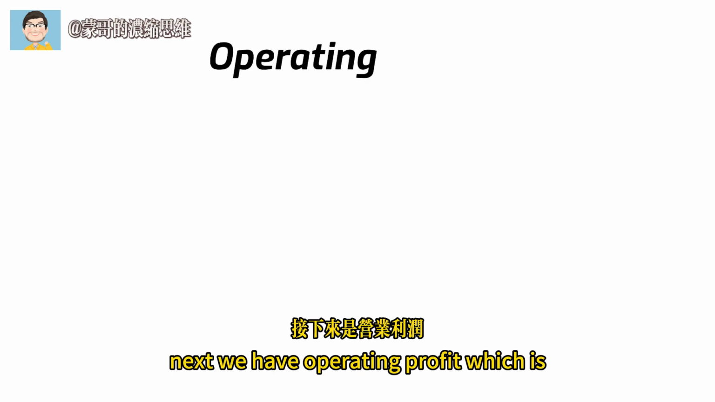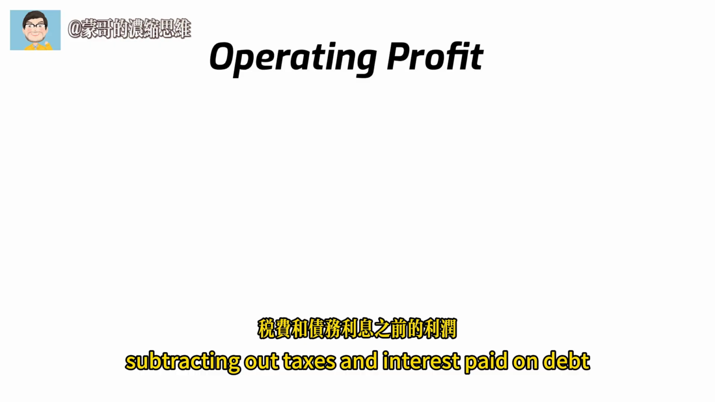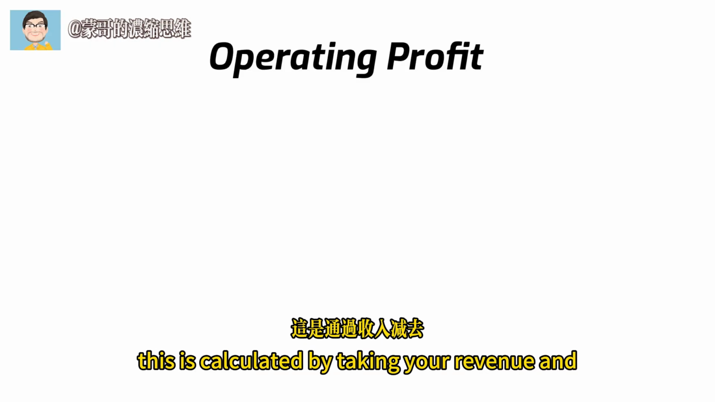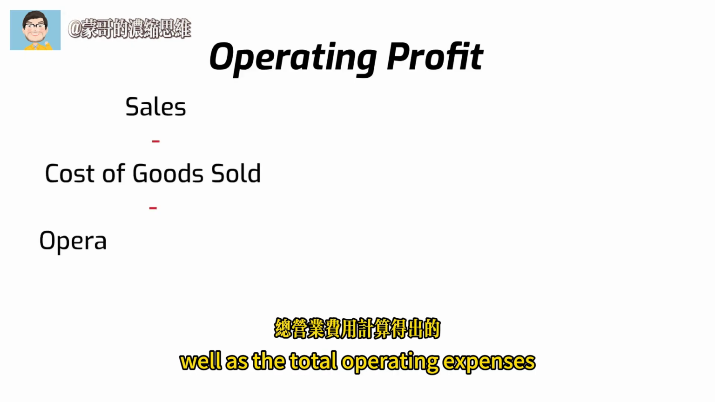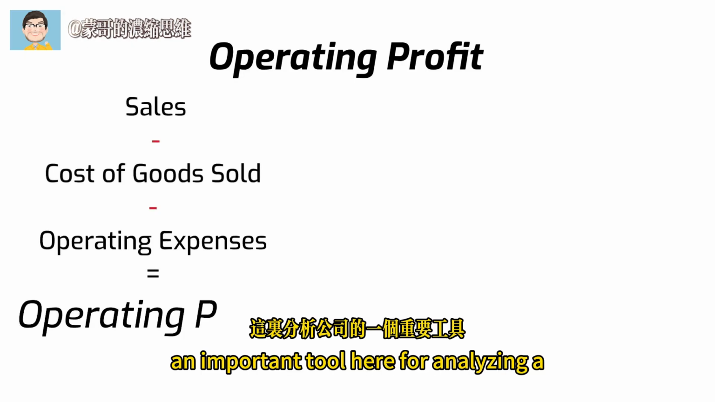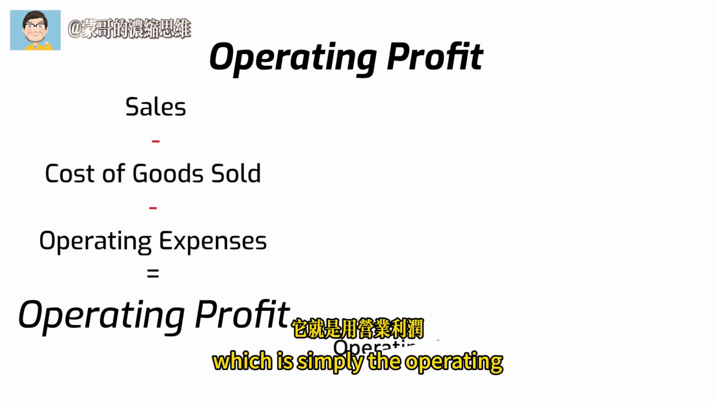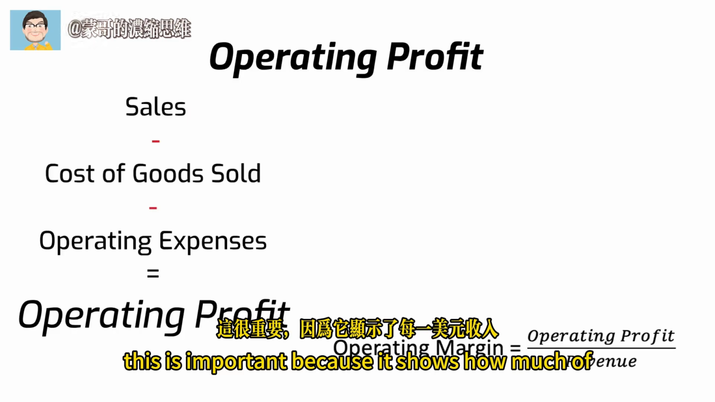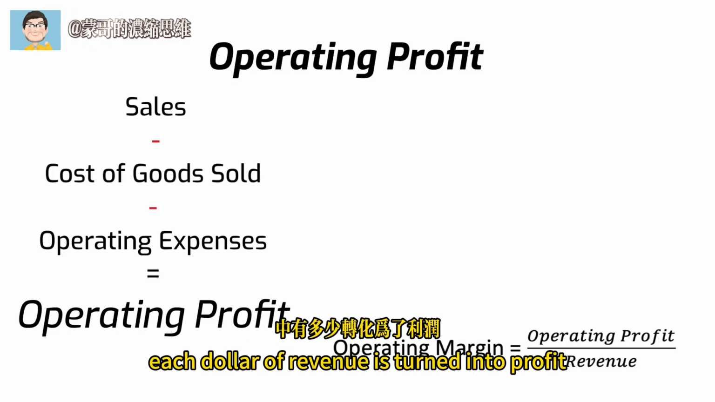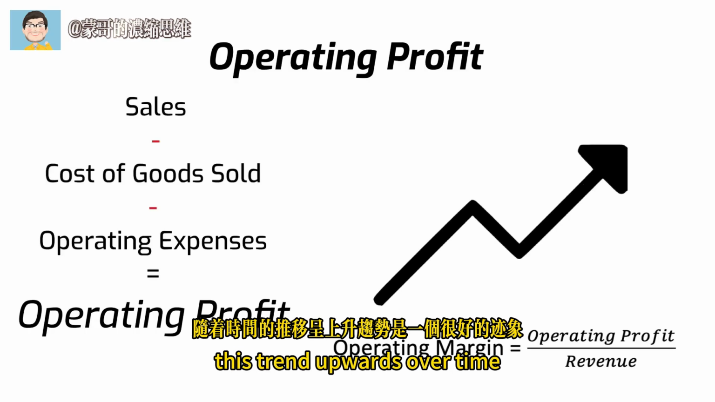Next, we have operating profit, which is essentially the company's profit before subtracting out taxes and interest paid on debt. This is calculated by taking your revenue and subtracting out the total cost of sales as well as the total operating expenses. An important tool here for analyzing a company is the operating margin, which is simply the operating profit divided by the revenue. This is important because it shows how much of each dollar of revenue is turned into profit. The higher this percentage, the better, and it's a great sign to see this trend upwards over time.